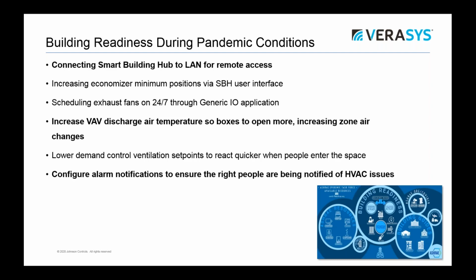And then increasing the economizer minimum position. That's one of the things that's part of it, to bring in fresh air. A lot of them now want you, even in the morning, to do what they're calling a building flush. They want you to open up the outside air dampers and bring in outside air for 2 to 3 hours in the morning before people start occupying the building. Being able to schedule exhaust fans through our generic IO controller. If you had a VAV system, increase the discharge air temperature so the box is open more, increasing those zone air changes. This is all part of some of the ASHRAE standards.